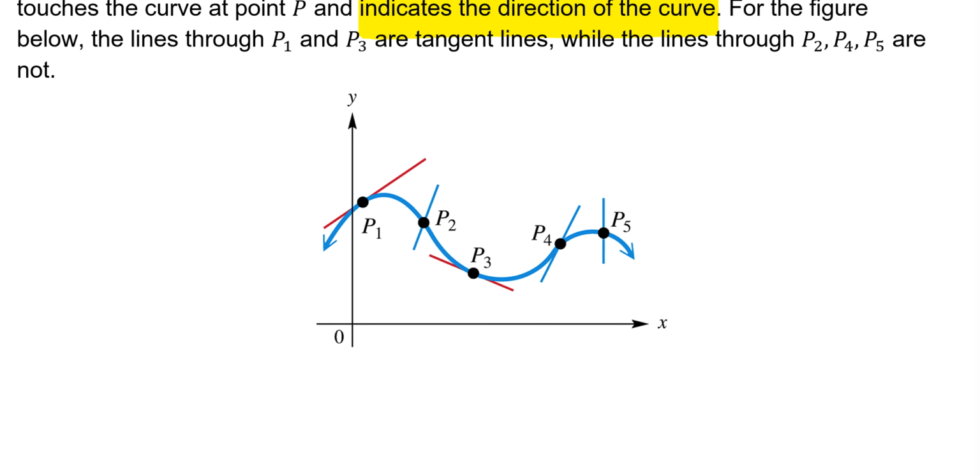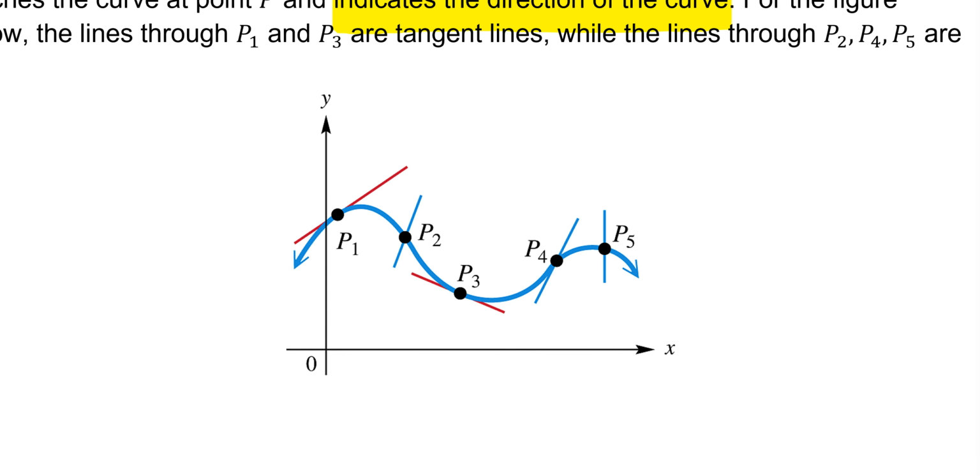Let's go ahead and see another example, because we don't always have to use circles. Let's take a look at this part right here. We have this blue curve, and then we have these five different points. Let's take a look at the points individually. Point P1: that line is a tangent line because it's not only touching the curve at that point, but it looks like it's going in the same direction as the curve at that point.